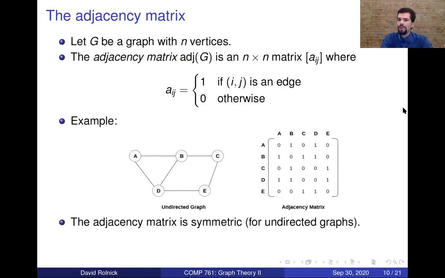This is always symmetric, and that's because AB is the same as BA in the case of undirected graphs. We'll see what a directed graph is in a moment. It's always a symmetric matrix. What happens if we sum all the rows in the adjacency matrix?